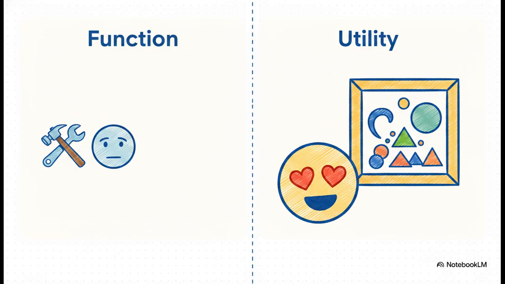Think about a beautifully painted Picasso canvas. It might be completely useless functionally, right? You can't eat it, it won't keep you warm, and you certainly can't drive it to work. But it offers massive, immeasurable utility to an art lover. Usefulness is all about the product's practical function, while utility is entirely about your subjective satisfaction as a consumer.